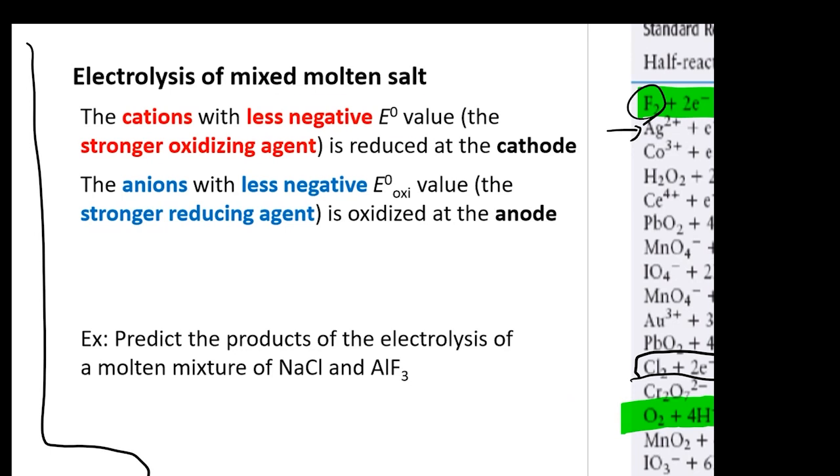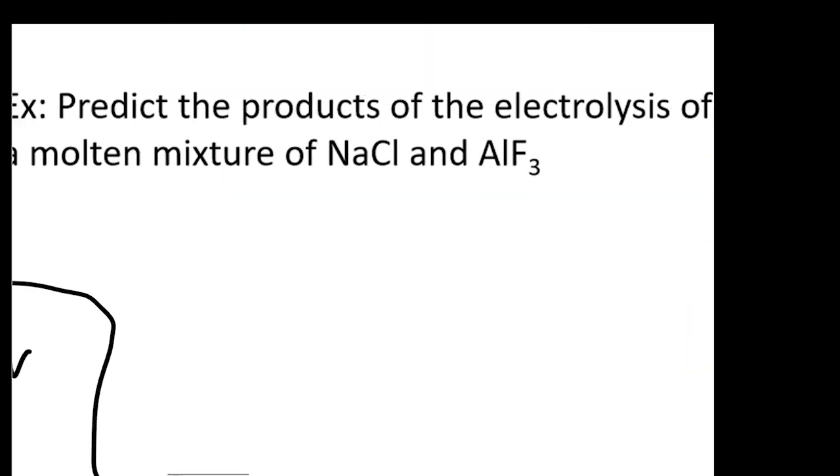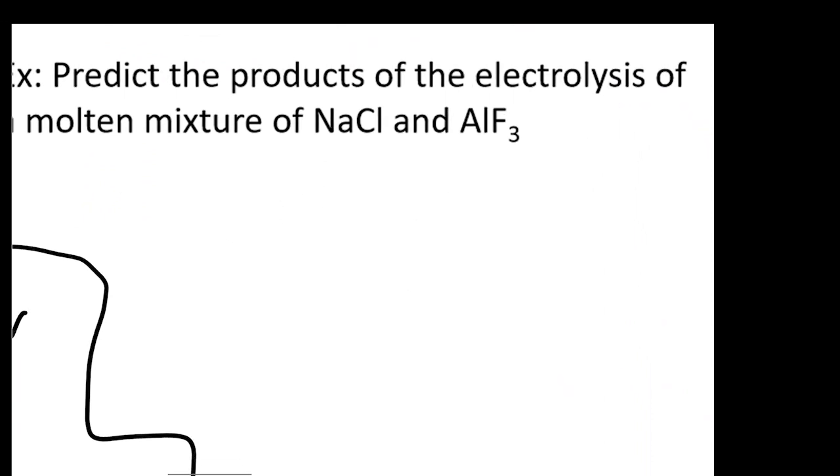To answer those questions, the rule you need to use is that if you have cations, the species with a less negative E naught value will get reduced first. The same thing applies to your anions: the anion with less negative E naught oxidation values will get oxidized first. Let's give you some examples so that these things maybe become more clear.